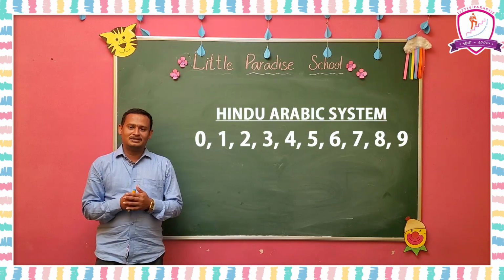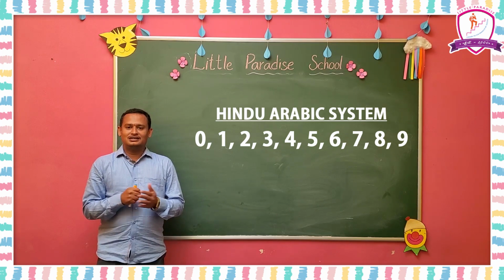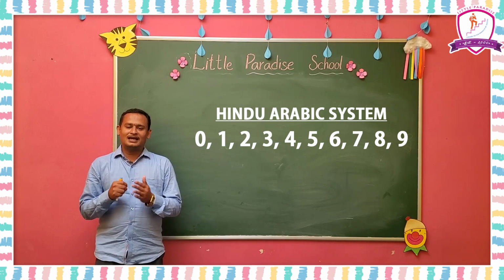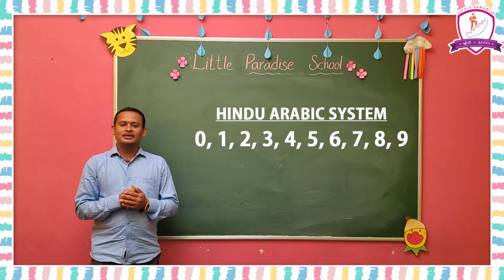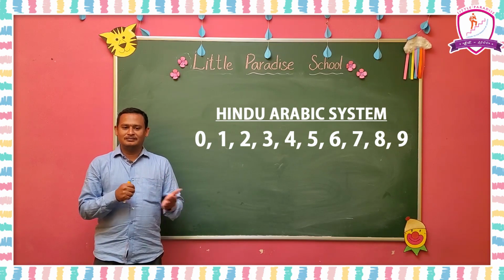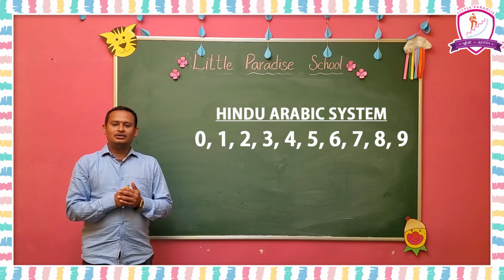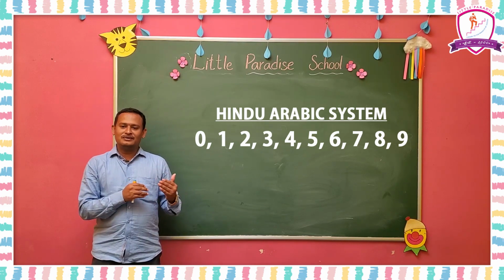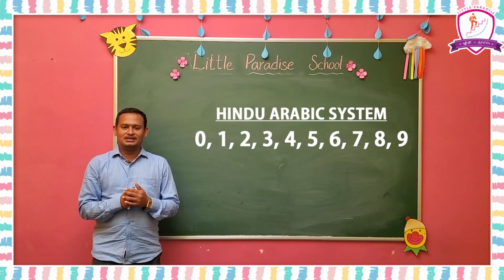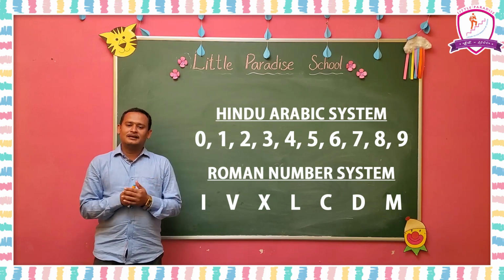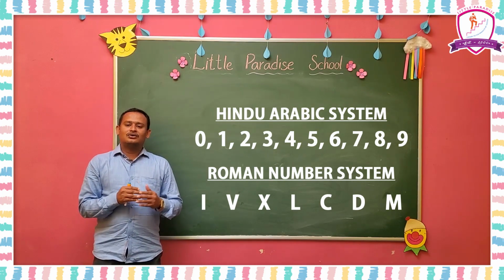In our Hindu Arabic number system, there are 10 digits. What are those? 0, 1, 2, 3, 4, 5, 6, 7, 8 and 9. These are the digits we have. Using these digits we are going to form the numbers. We have already learnt about the Indian place value system and international place value system in previous classes. And also in the number system we have to learn the Roman number system.